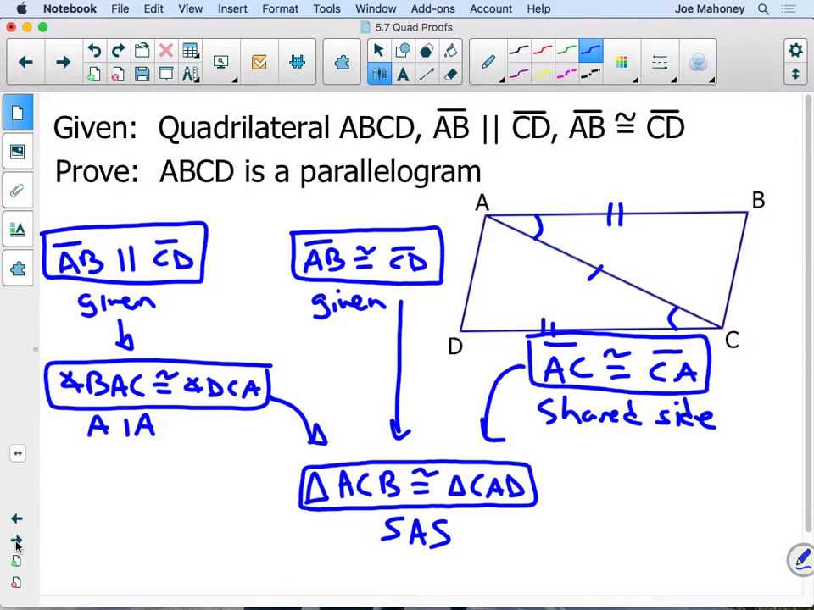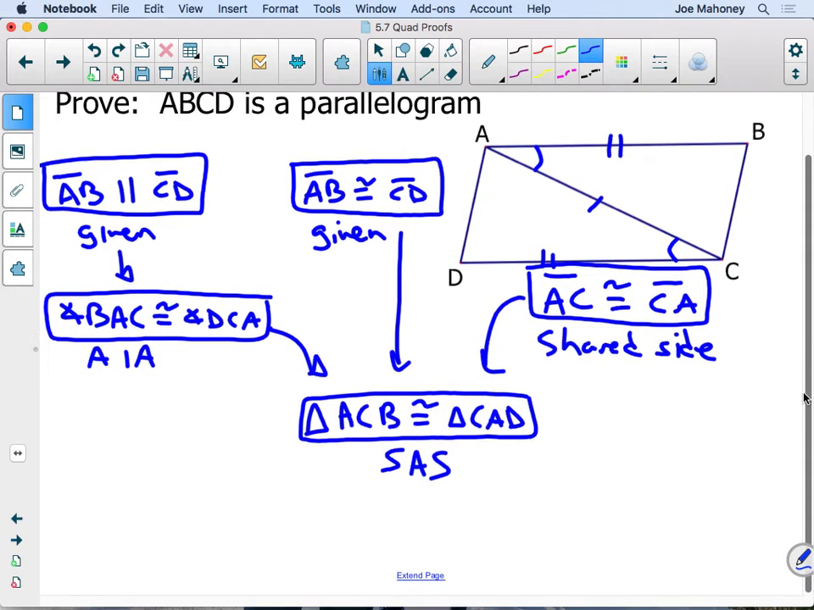I tell them we can go opposite sides parallel. That's fair. Opposite angles congruent. They say that. And I go, do you like doing angle addition? They say no. So we don't do that. And the other ones, diagonals bisect each other. Someone will always say that. And I go, how many diagonals do you see? And they'll go, oh, yeah, OK.